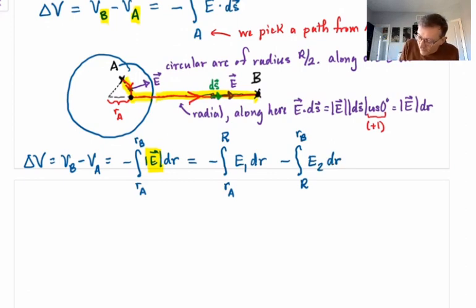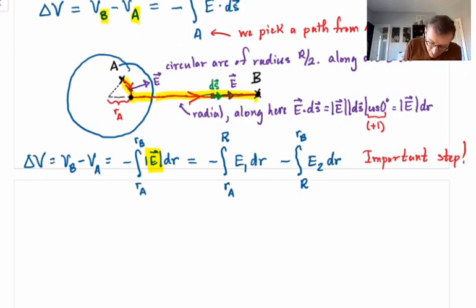This is a very important step, and it usually takes a little while to get used to it. That is to say, understanding that you have to break up this radial integral into two separate integrals, corresponding to the part of the radial path that's inside the sphere and the part of the radial path that's outside. Because the electric field function is different inside versus outside.